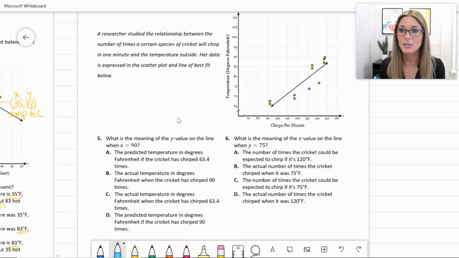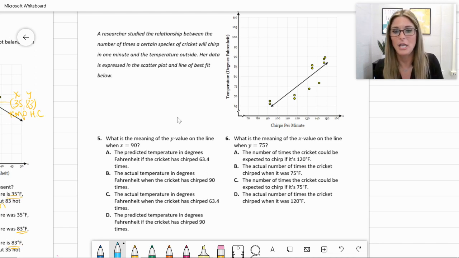On our second page, we have a new situation. We've got a researcher who studied the relationship between the number of times a certain species of cricket will chirp in 1 minute and the temperature outside. Her data is expressed in the scatter plot and line of best fit below. Our x coordinate is the chirps. Y is the temperature. Let's look at question number 5. What's the meaning of the y value? Let's go ahead and label that.